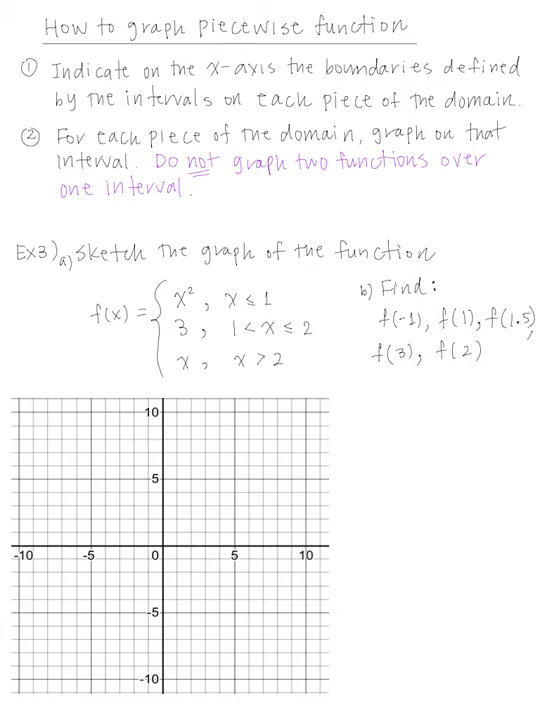So here is our piecewise function. f of x is x squared only on the region where x is less than or equal to 1. f of x equals 3 only when x is between 1 and 2. And then f of x equals x for all x that's greater than 2.